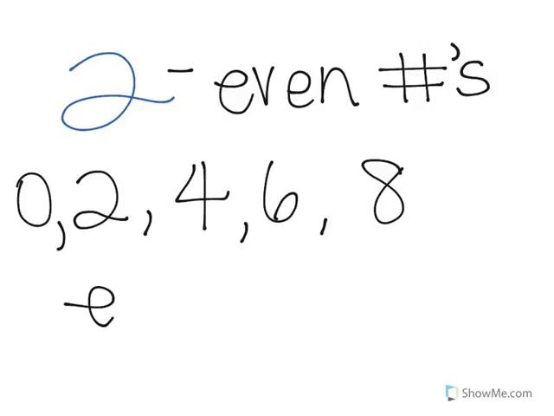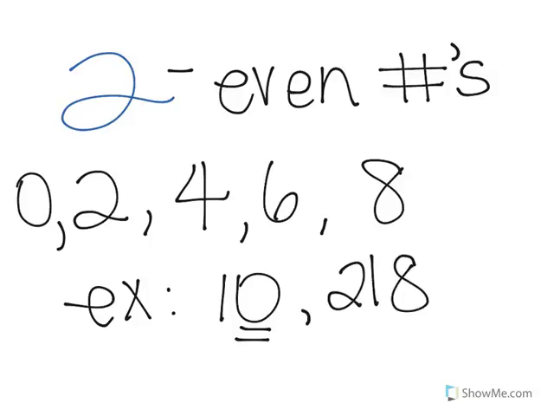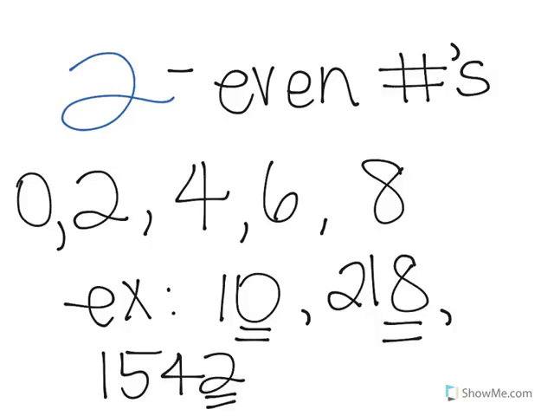For example, 10 ends in a 0, so it's an even number. 218 ends in an 8, so it's an even number. 1,542 ends in a 2, so it's an even number. Those are all divisible by 2. 129 ends in a 9, not an even number, so not divisible by 2.